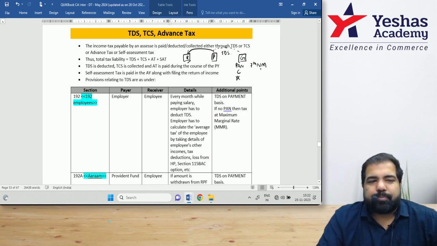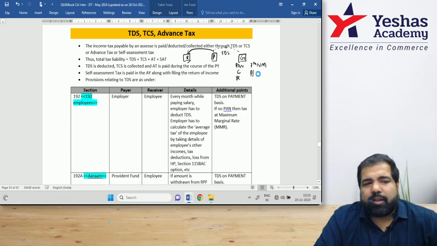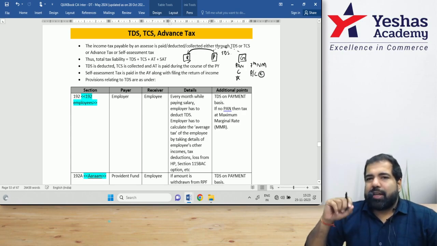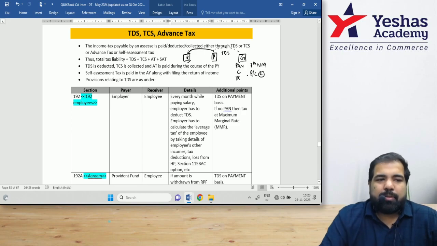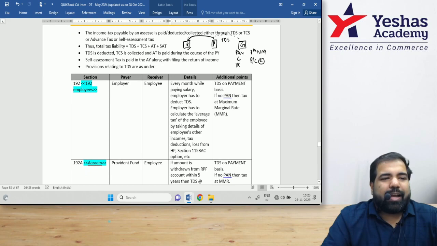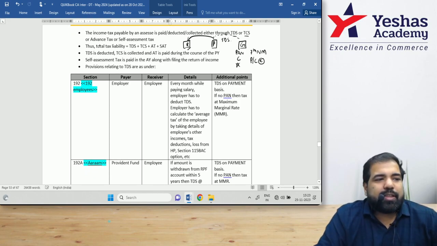And also, we've seen that payment or credit has to be whichever is earlier. What this means is whenever this payer pays or whenever he credits in the books of account, whichever is earlier. So this is what the common points are. We'll not be repeating the common points here, guys. Your tax, you have to either pay through TDS or TCS or advance tax.